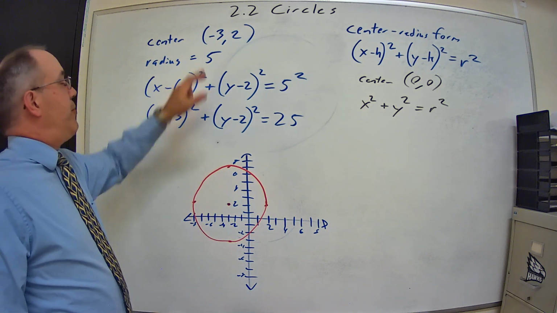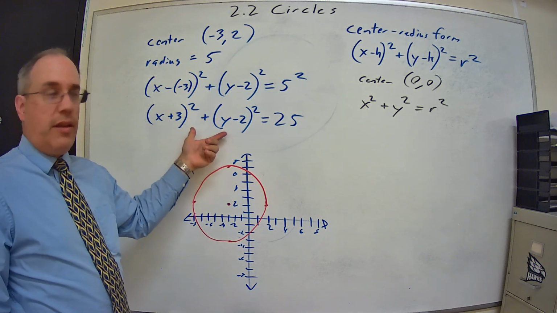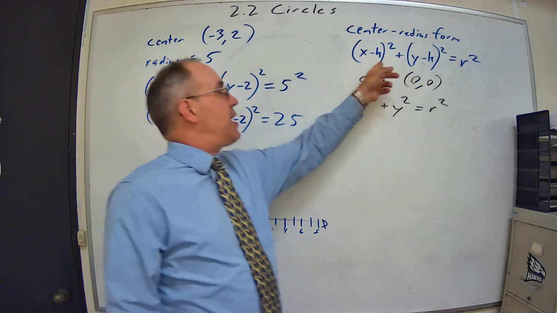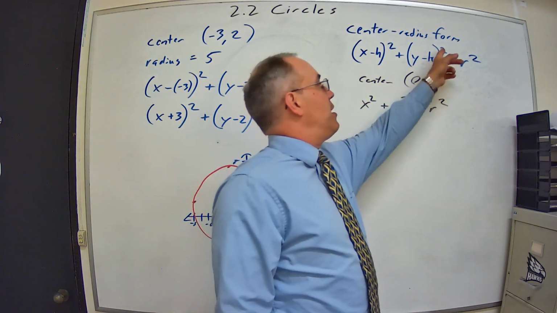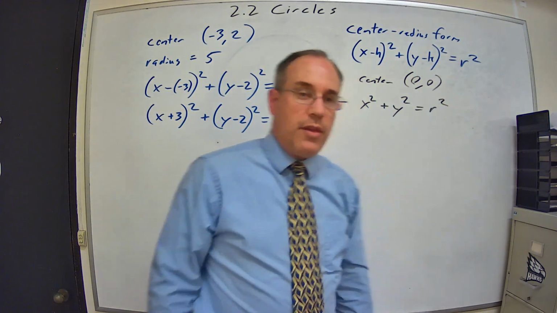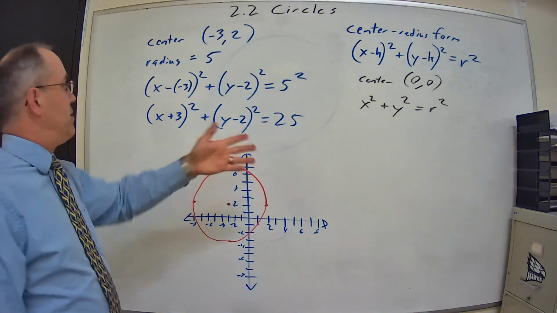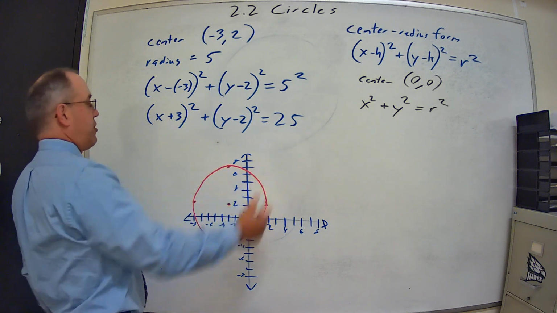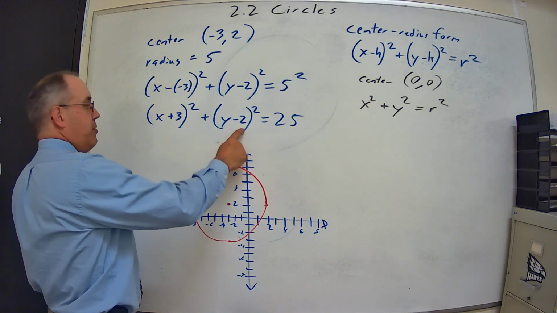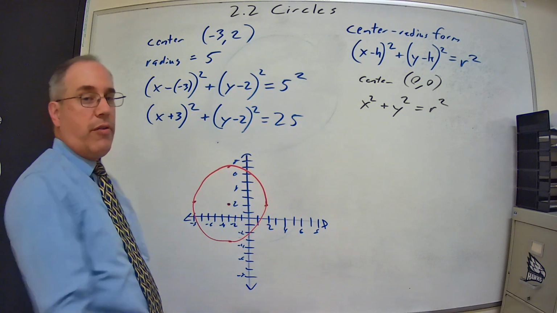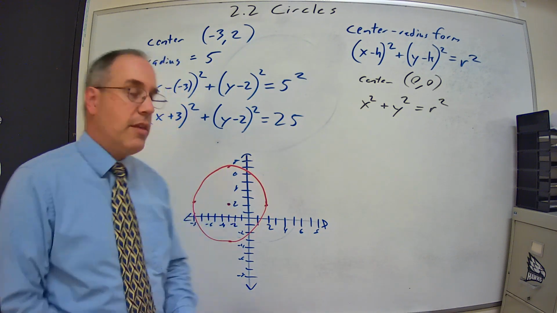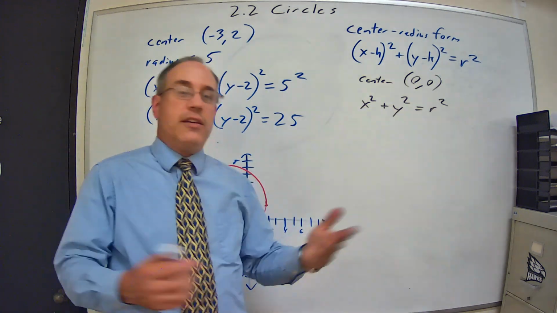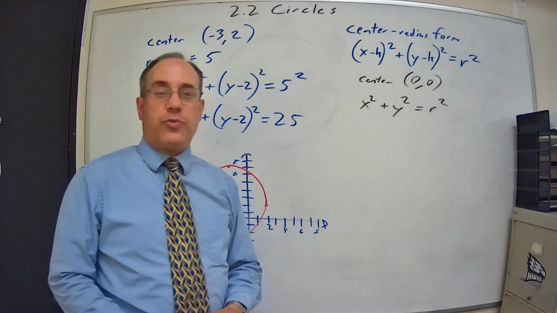If we know the center and the radius, we can create the center radius form of the circle equation just by doing x minus h squared plus y minus k squared equal to r squared. And when it's in that form, it's really easy for us to pull out the center and the radius, because looking at this, we go, okay, -3, 2. The radius is the square root of that, or 5. So it makes it pretty straightforward. Even simpler if the center is at the origin, then x squared plus y squared is equal to r squared.